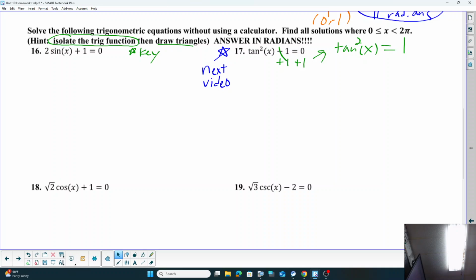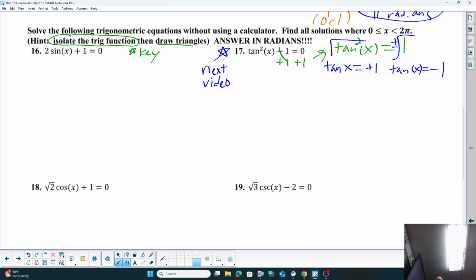Then we're going to square root both sides. Well, what happens when you square root? Do you remember? Plus or minus. So we're actually going to get two equations here. We have tangent of x is equal to a positive 1, and tangent of x is equal to a negative 1.